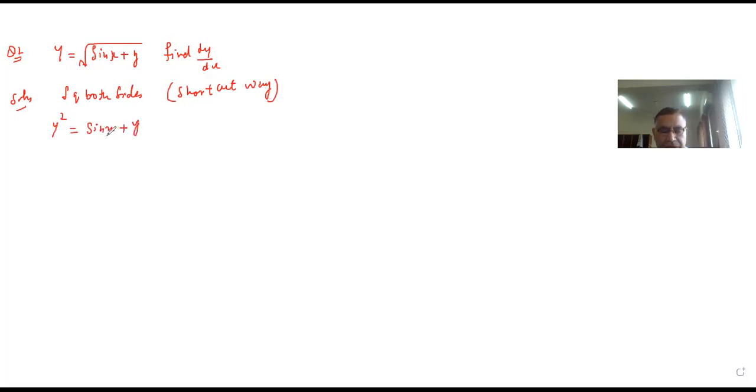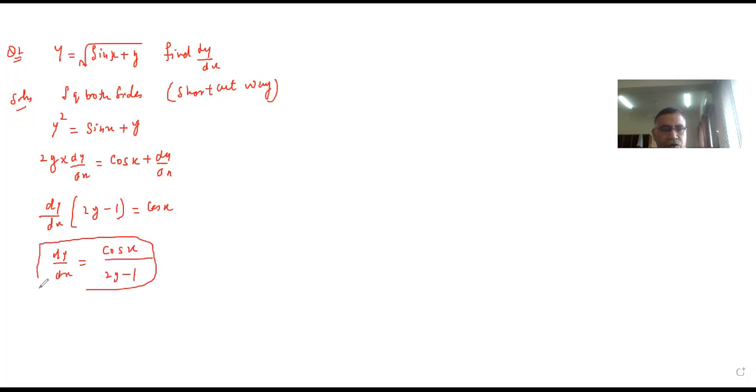Now you can differentiate with respect to x. So this is 2y times dy by dx is equal to cos x plus dy by dx. So take dy by dx to the side: dy by dx times 2y minus 1 is equal to cos x. So my dy by dx is cos x upon 2y minus 1. This is the shortest way to solve this question.